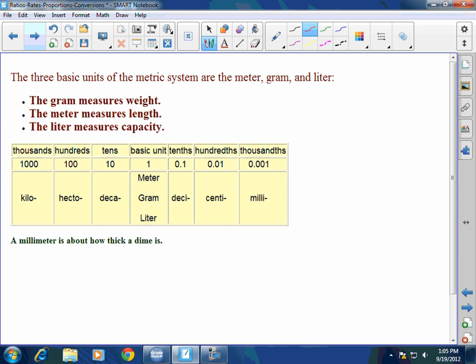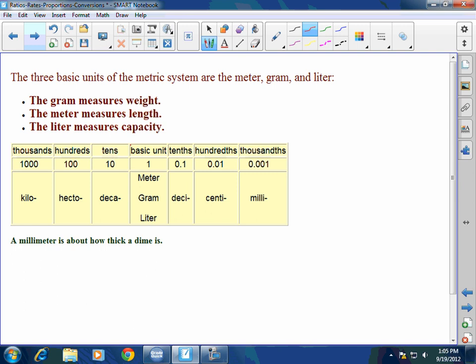Okay, now the 3 basic units of the metric system are the meter, the gram, and the liter. This is metric now, okay, metric. The gram is weight, the meter is length, and the liter is capacity or volume, okay, volume.